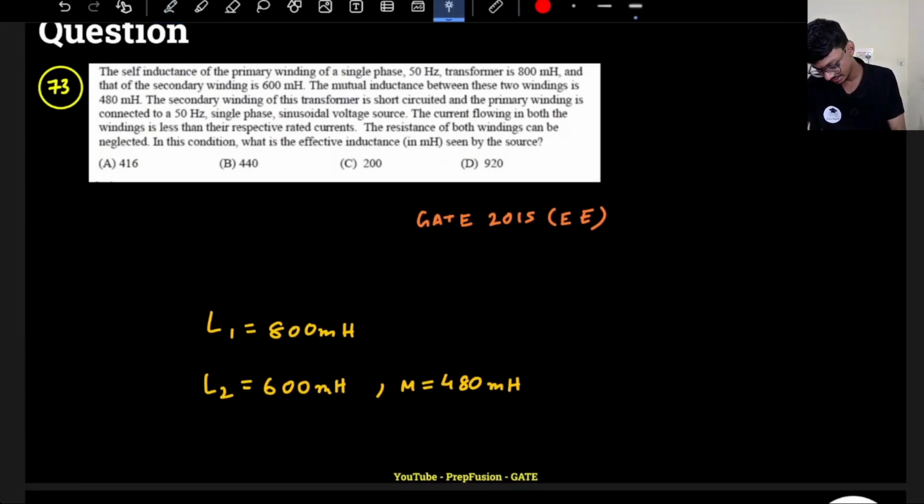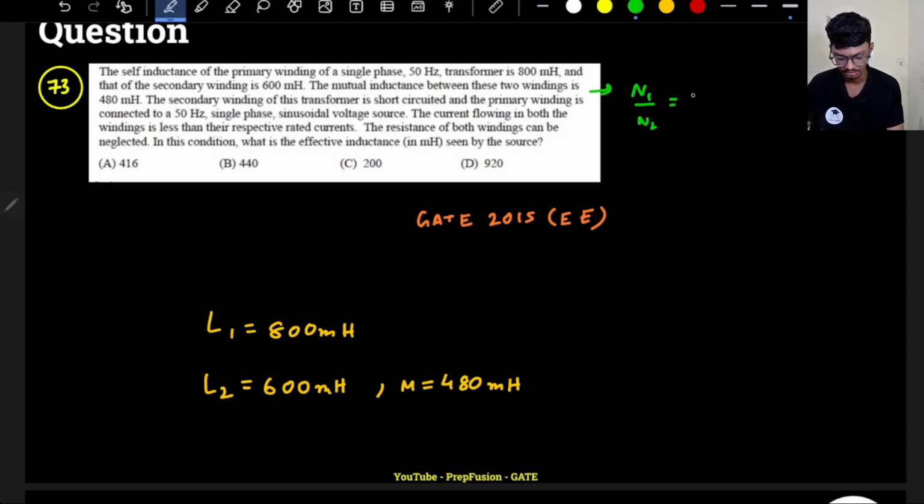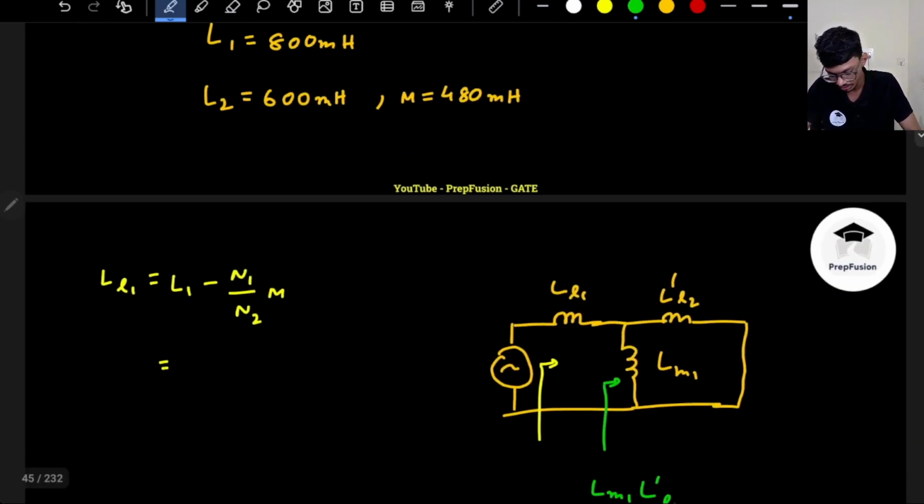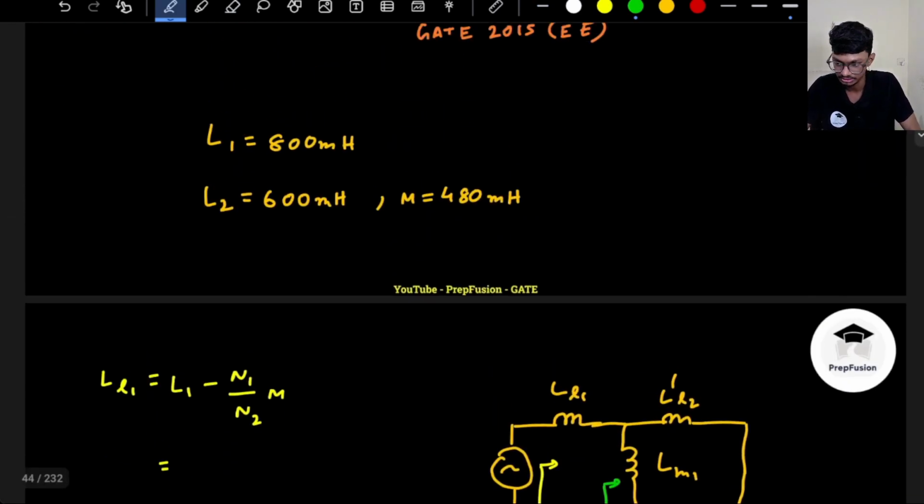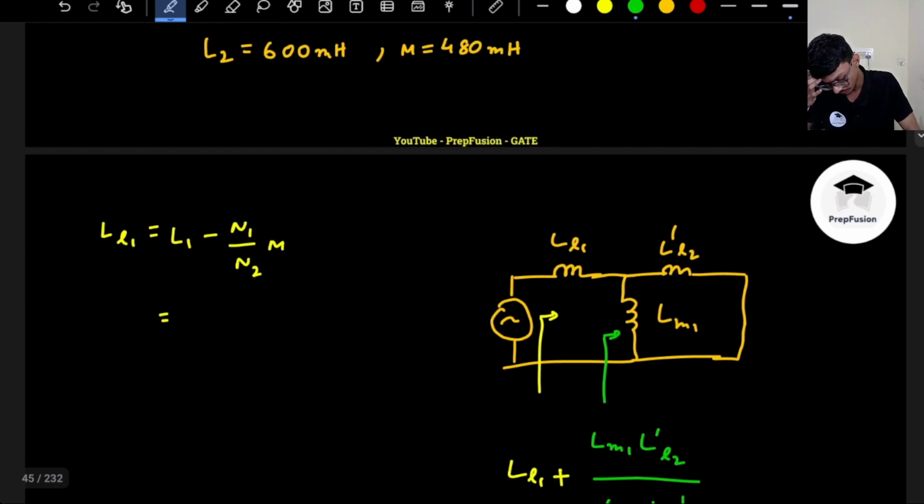Okay, there is a mistake in the question actually, because they forgot to tell the value of N1 by N2, the turns ratio. Without the turns ratio, you will not be able to solve it, it is insufficient data. I just saw the solutions, and the turns ratio is 1 for this question. So N1 by N2 is 1.